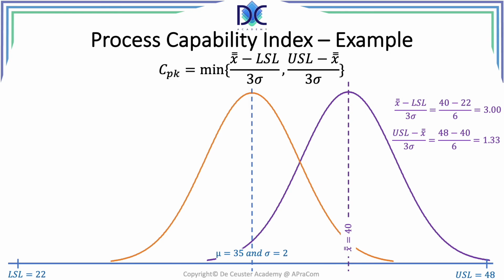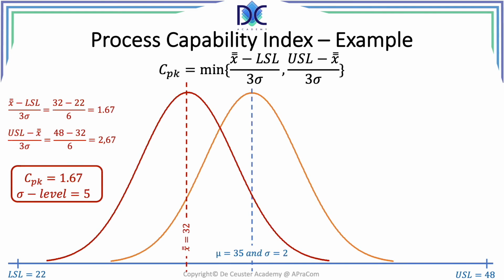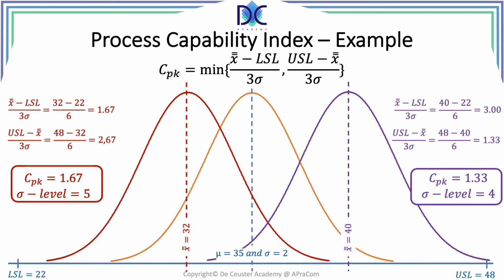Again, I apply the formula. I take the minimum of the two, which means that the process capability index is equal to 1.33, and our process sigma level is only 4. So basically this helps us to find the actual sigma level of the process while it is operating. In this graph, we see the different elements together. We see the results when we move from 35 to 32, and on the other hand, when we move from 35 to 40. So basically, we can calculate the sigma level of the processes.